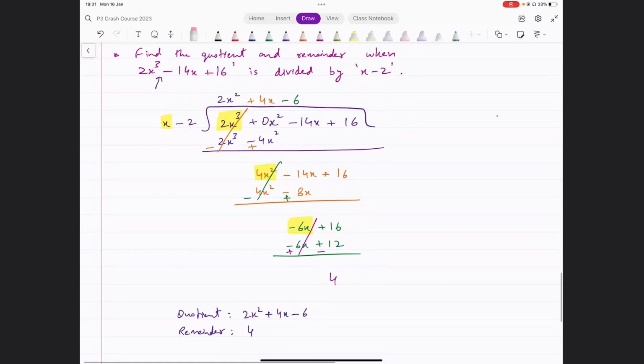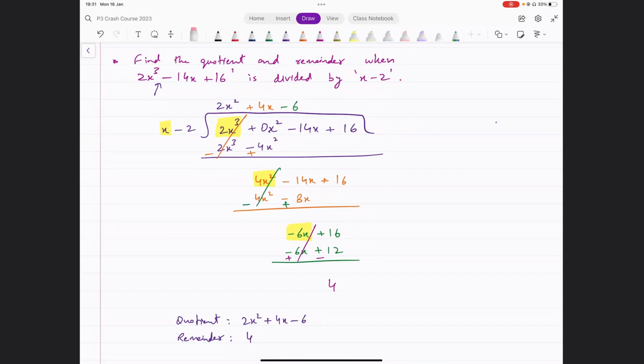Is this process clear to everyone? I wanted to make sure that we're spending enough time on this because now the whole topic depends on this. You're going to be doing this in every other question. So you can't afford doing any mistakes in this long division process. Is everyone comfortable with this? Any questions, any problems?